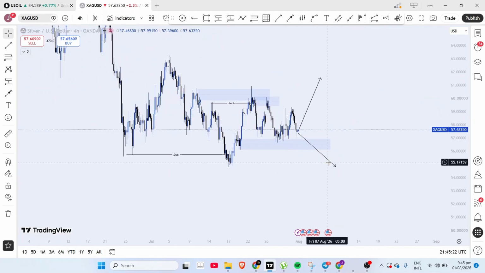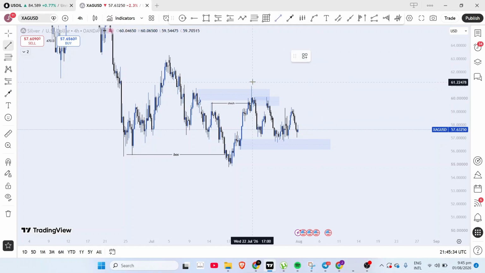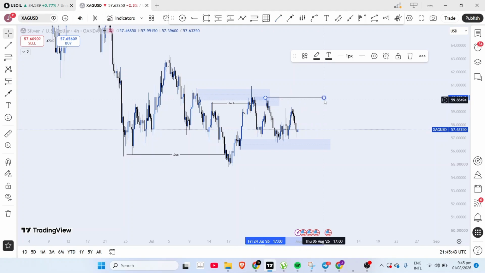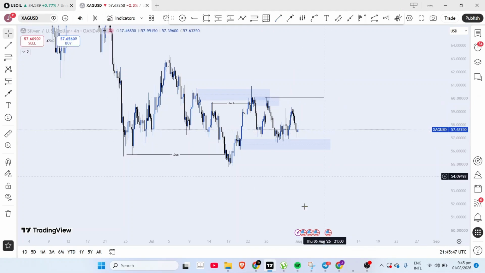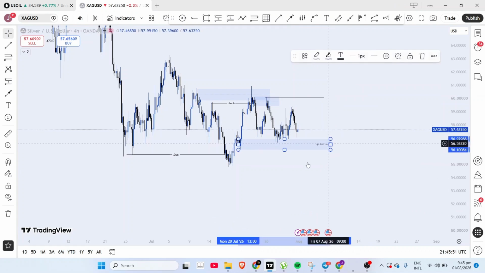So to confirm a very overall bullish move, silver would have to take out this high over here. Silver would have to take out this high over here to confirm a fully bullish move. So we'll keep an eye on silver, and we'll be bringing updates on the 1 hour time frame.